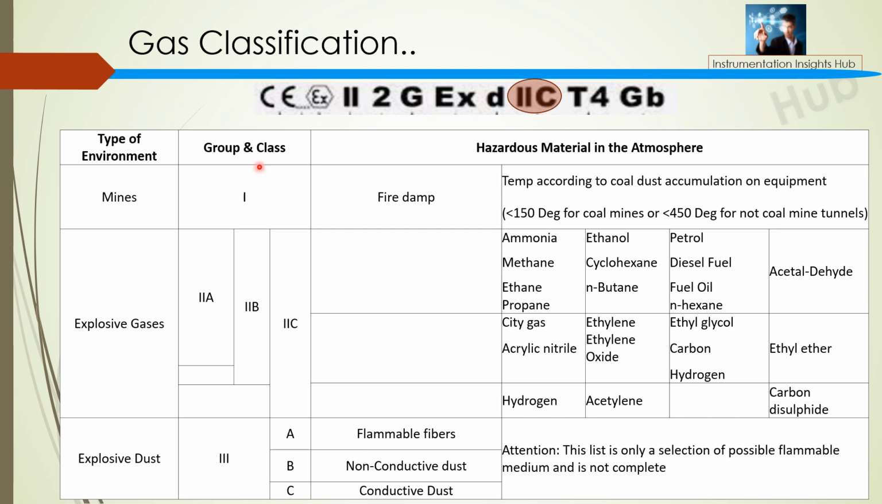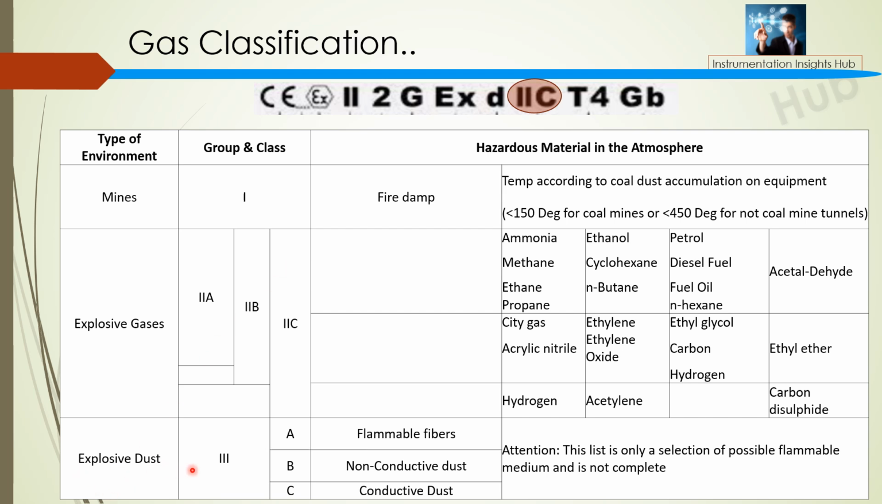For mines, the group class is 1. For explosive gases there is 2A, 2B and 2C classification, in which you can see ammonia, methane, city gas, acrylonitrile, right? And in 2C you can see very dangerous hydrogen, acetylene and carbon disulfide. This is very important because 2C covers all explosive gases which are very combustible and which can catch fire in no time, right?